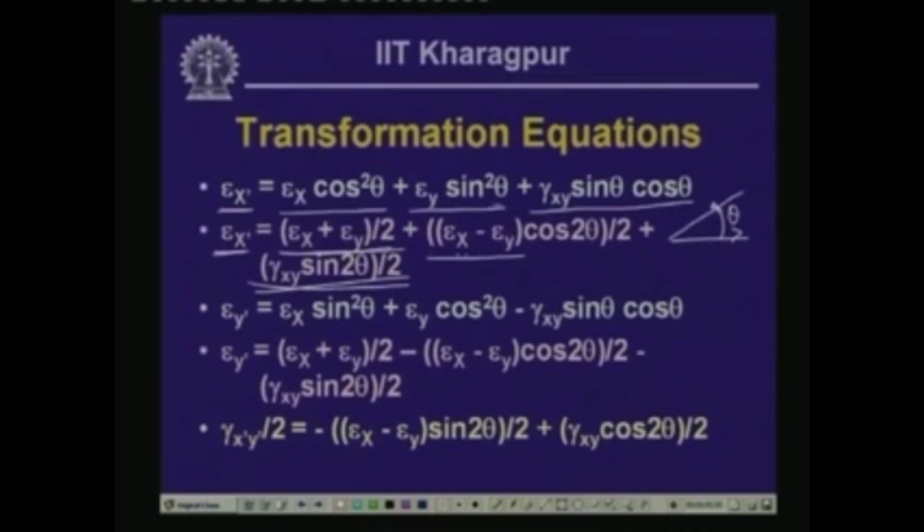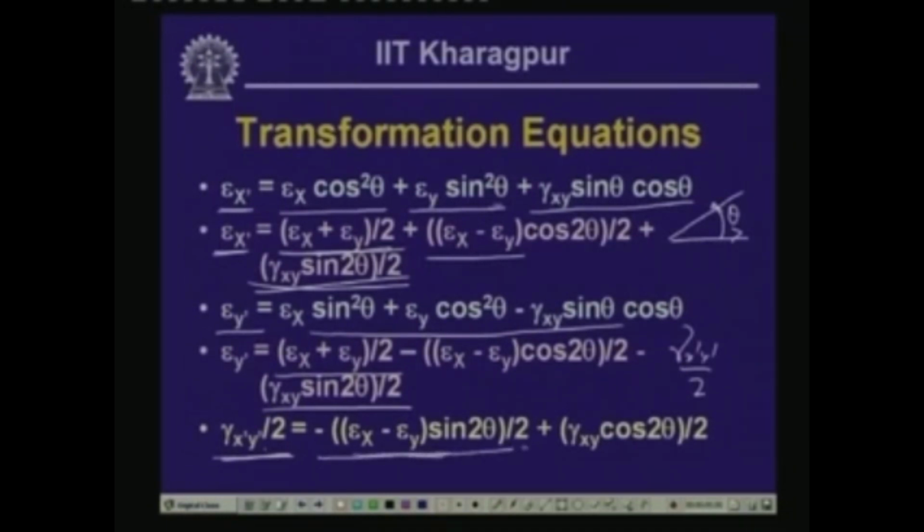And also, if we substitute theta as theta plus 90, this gives us the value of epsilon y, which is epsilon x plus epsilon y by 2 minus epsilon x minus epsilon y by 2 cos 2 theta minus gamma xy by 2 sin 2 theta. And the shearing strain with reference to the x dashed y dashed axis, gamma x dashed y dashed by 2, is equal to minus epsilon x minus epsilon y by 2 sin 2 theta plus gamma xy by 2 cos 2 theta.